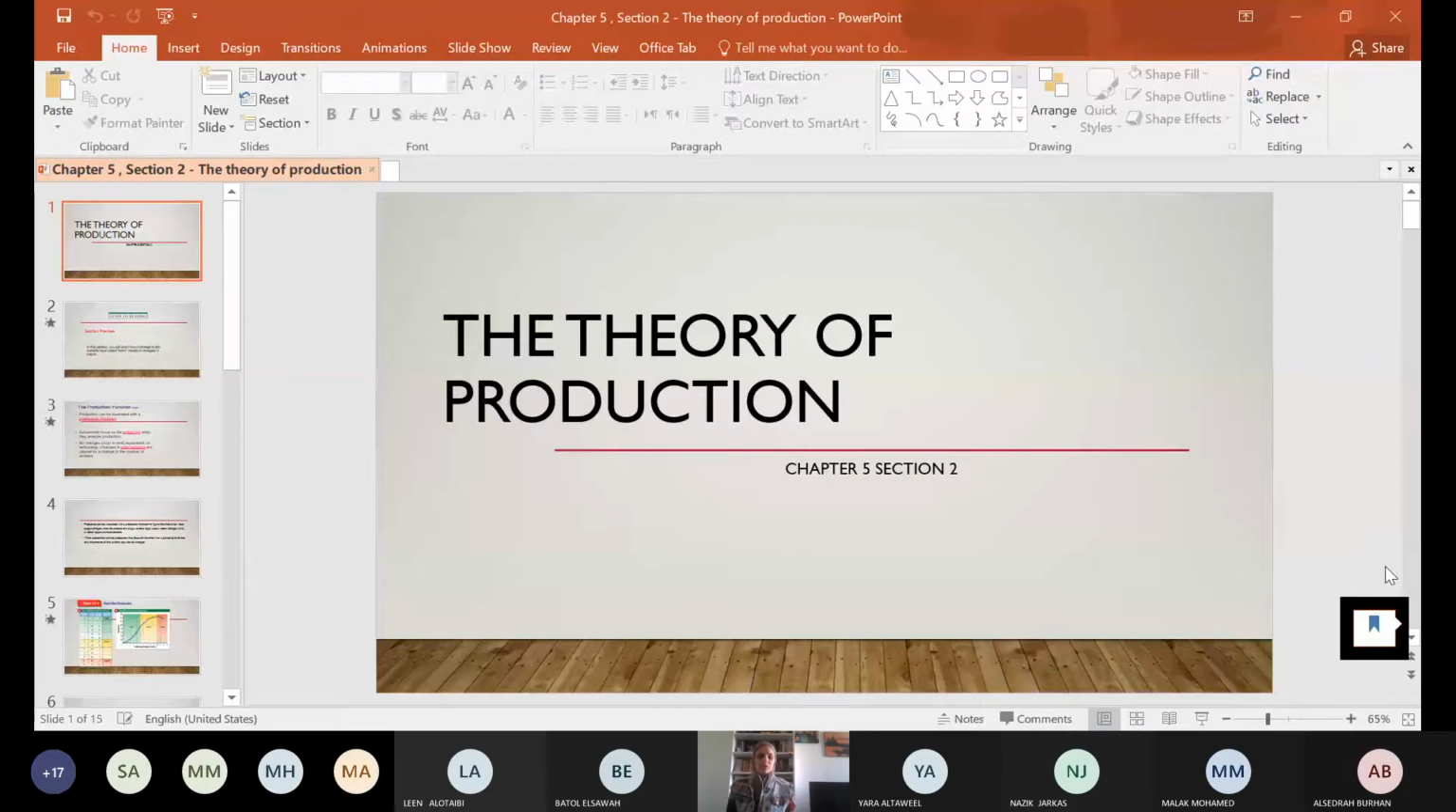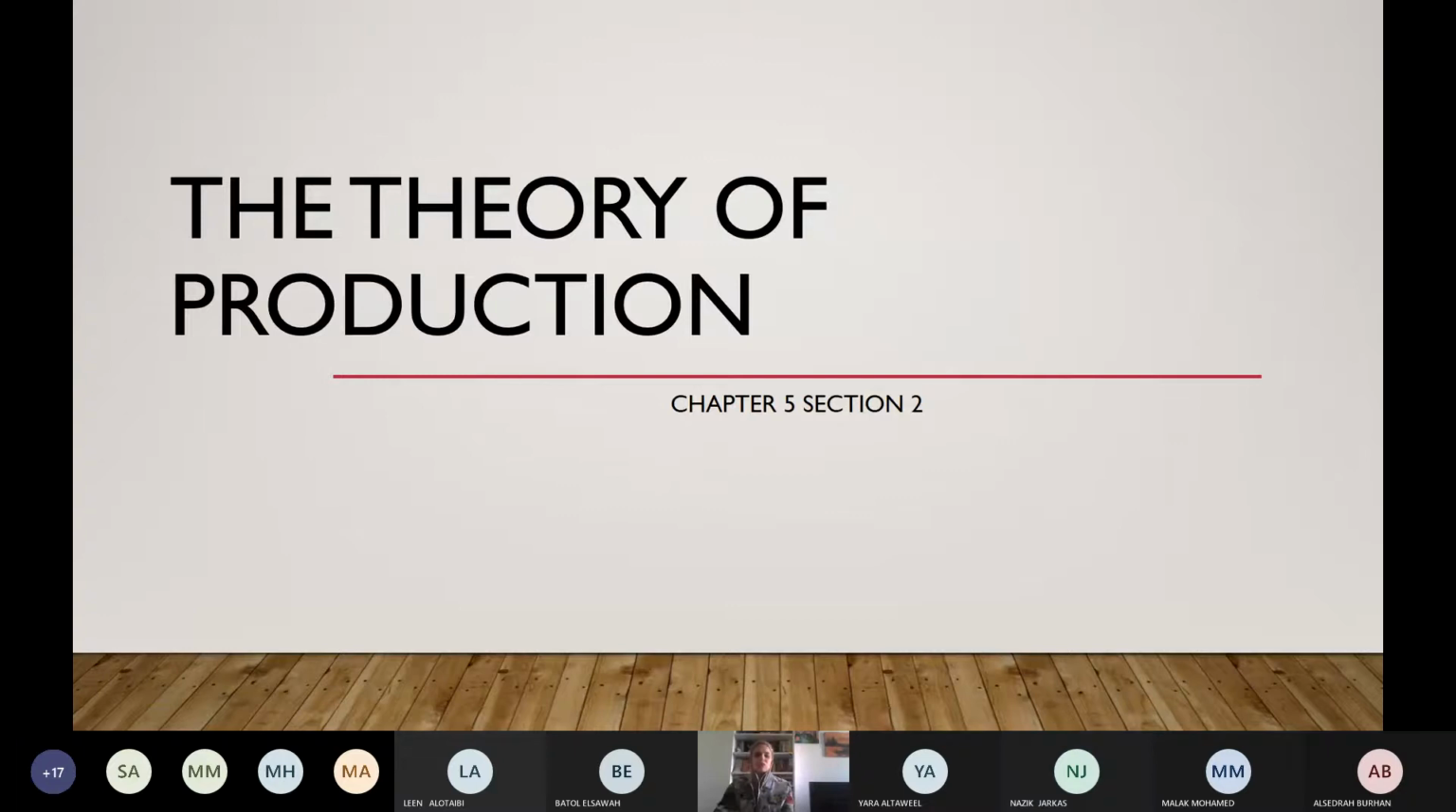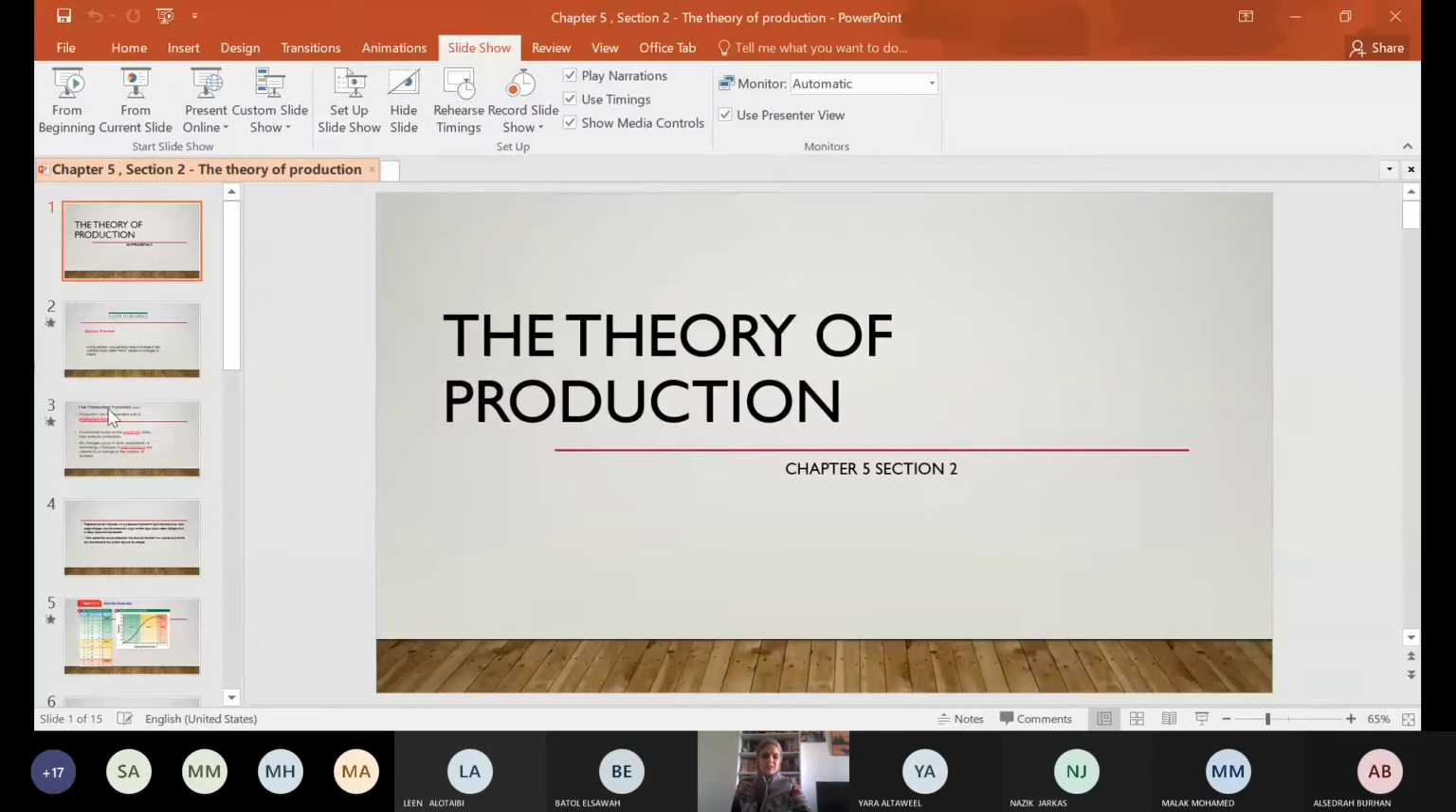Listen, girls, better study from the PowerPoint. Only 2 PowerPoints: the theory of production, and cost and revenue. Because I explain everything in the PowerPoint. There is no need to highlight in the book, because as we said, we depend on what you understand. Okay, so in the theory of production, girls, did you receive the material or not?